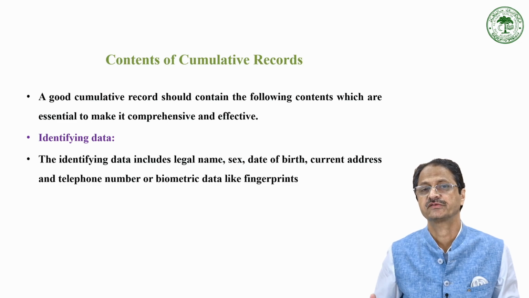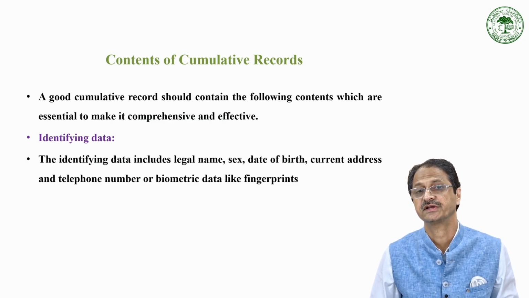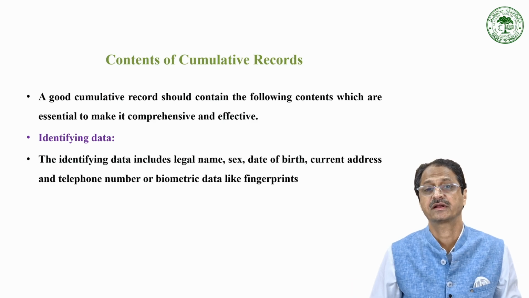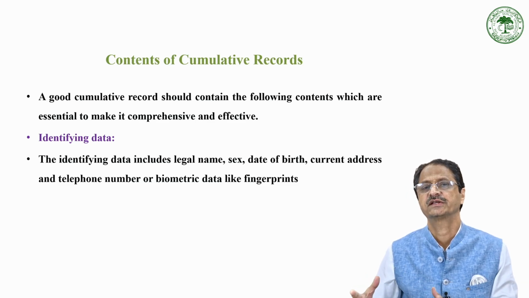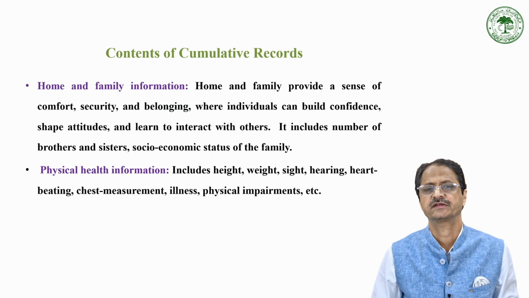Number one is identifying data. Everybody knows the first information is related to the name, the sex of the candidate, date of birth, the current address and the telephone number, and biometric data like fingerprints as well as the Aadhaar number. So these are the basic information which are recorded in any admission form, and they are maintained by the institution. So the first and basic information is related to the identifying data.